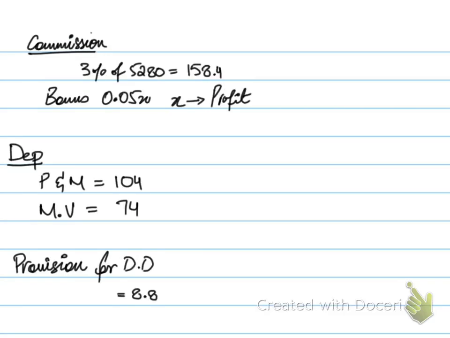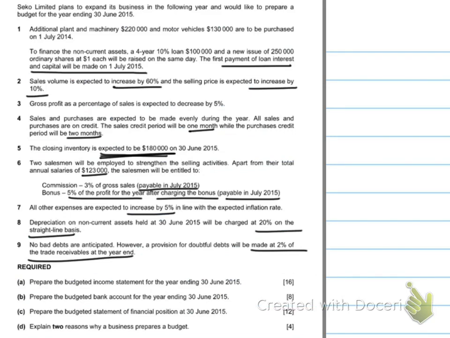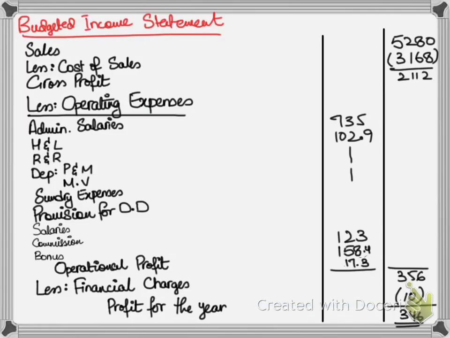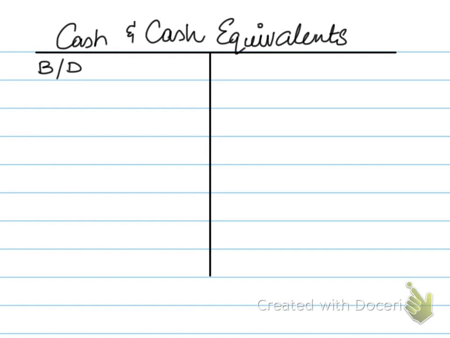Alright, so the next part is, we've done this one. The next part is prepare the budgeted bank account for the year ending 30th June 2015. So I'll just quickly add all the stuff that needs to be done. So the brought down for the year was 86. This was the opening balance.